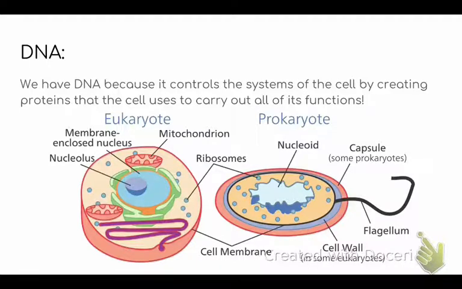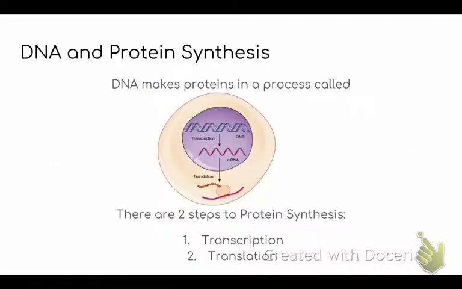All right, so if it's going to be a muscle cell or a skin cell or a brain cell or something like that, it needs to carry out specific functions. And the DNA is what codes for all the information for the cell to do those functions. So when we talk about protein synthesis, that's really the whole purpose of DNA. DNA makes proteins in this process, and there are two steps to protein synthesis. The first one is transcription, which you can see in this picture, takes place inside the nucleus. And the second part is translation, which happens in the cytoplasm.